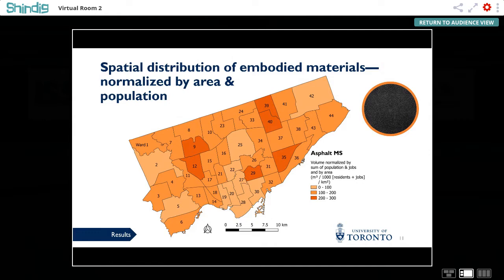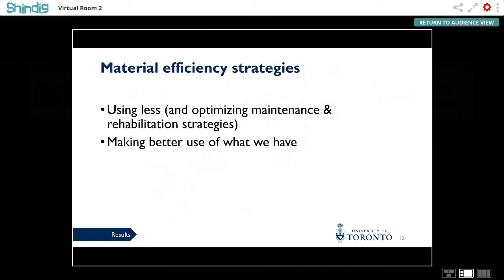And we looked at the data in this way to think a little bit more about material efficiency strategies, going back to the original motivation for this work. So I think on one hand of the material efficiency equation, we have using less, which could involve optimizing maintenance and rehabilitation strategies to reduce our consumption of material. But I also think that making better use of what we have is an equally important and equally valid approach to improving material efficiency.